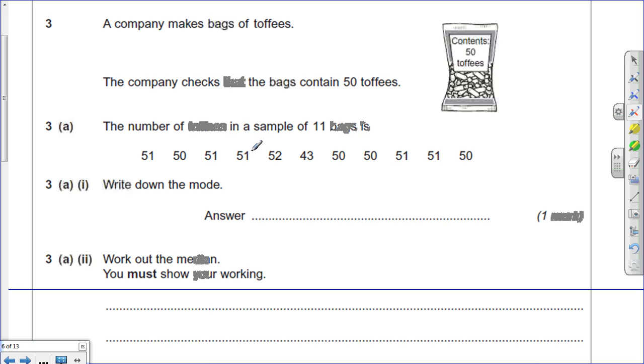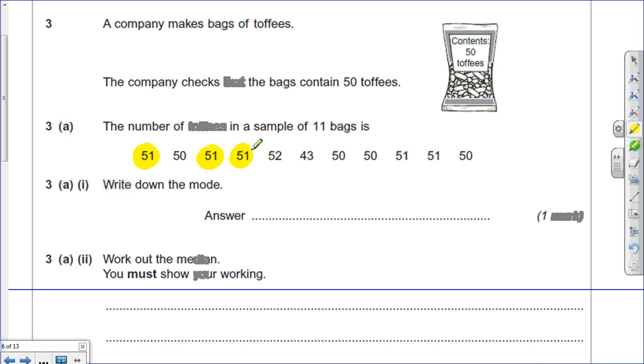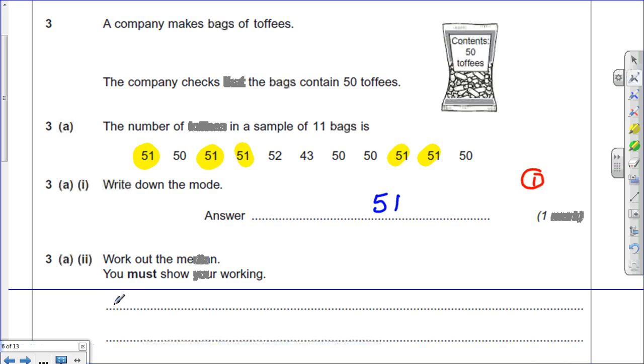Work out the median. You must show your working. Well, the first thing we've got to do is put them in order, smallest to largest. So it's 43. You can cross these off in the exam. Was the next one up, 50. There were 2 50s. Let's make sure we don't miss out any. How many 51s were there? Well, we just worked that out. There was 4 of them. No, there wasn't. There's 5. You know, I've missed out a couple of 50s as well, haven't I?